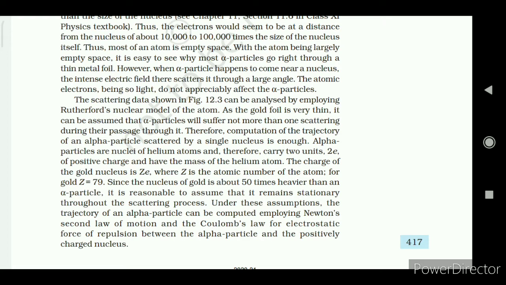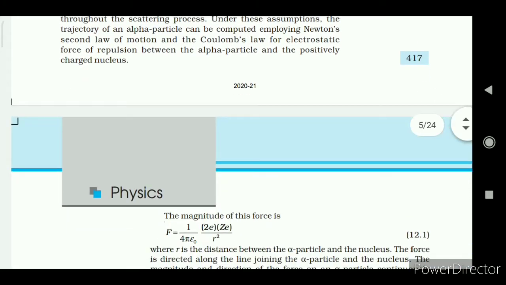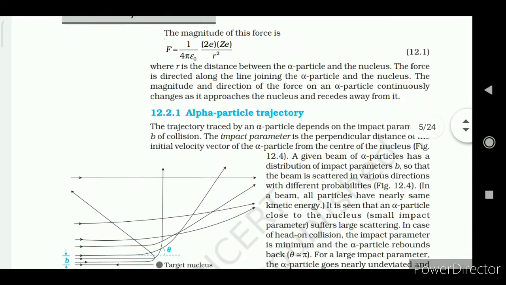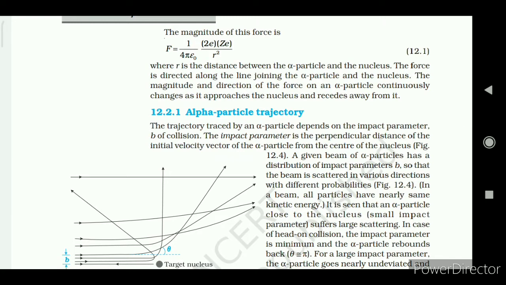The fact that only a small fraction of the number of incident particles rebound back indicates that the number of alpha particles undergoing head-on collision is small. This in turn implies that the mass and positive charge of the atom is concentrated in a small volume. Rutherford scattering, therefore, is a powerful way to determine an upper limit to the size of the nucleus.